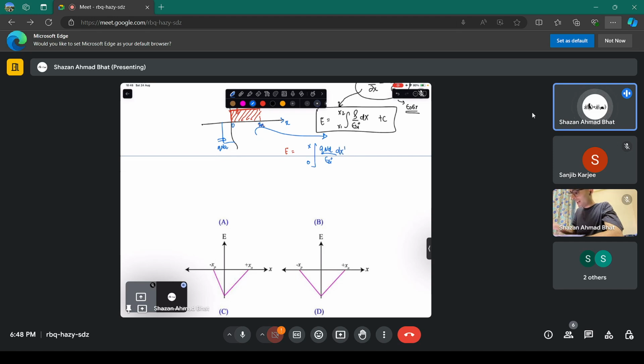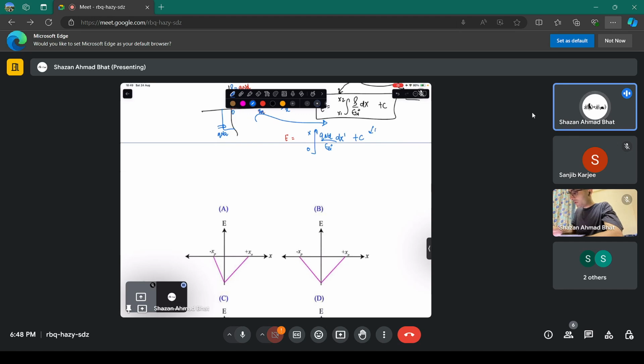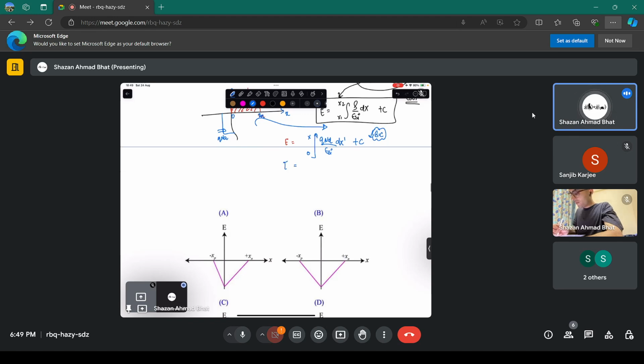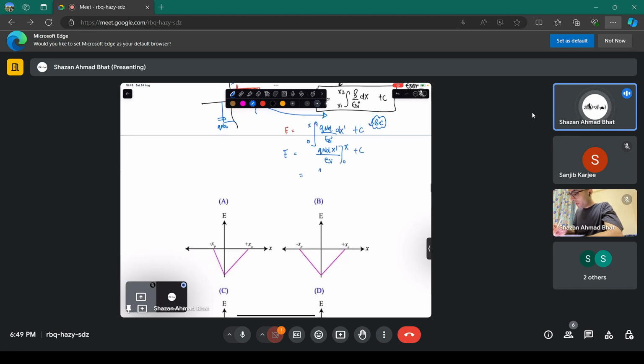Let's say this is dx dash, a different variable maybe, plus some integration constant, which we can obtain from the boundary conditions or the conditions given in the question. We will see it. So the electric field we get as q and d x dash divided by epsilon silicon from 0 to x plus c. When you put the limits, you get q and d x divided by epsilon silicon plus the constant.